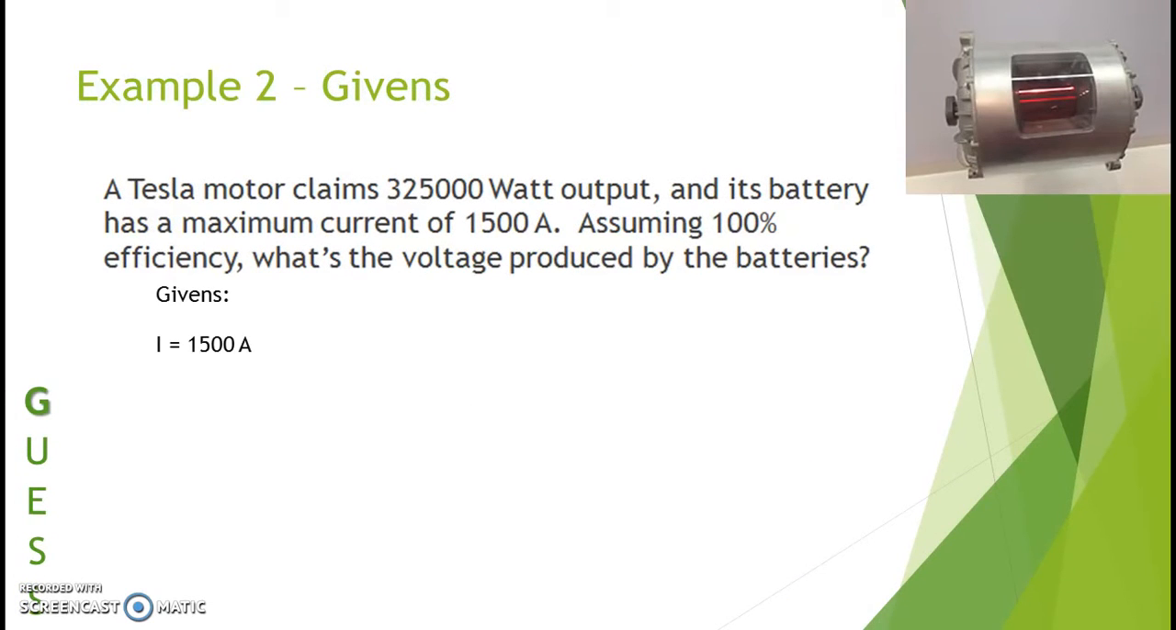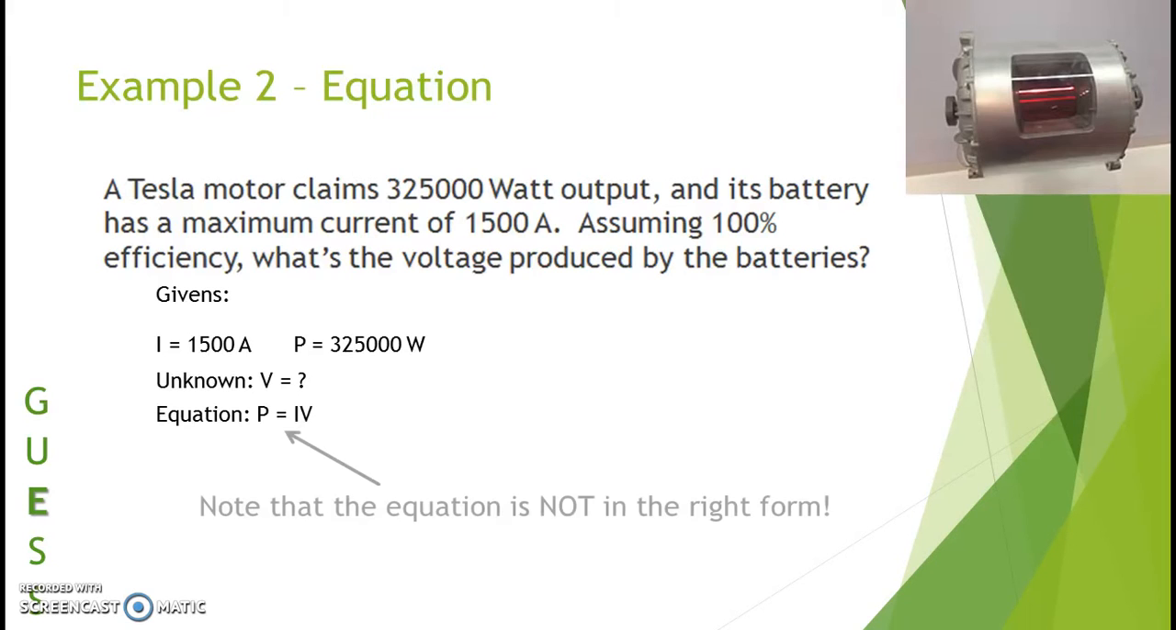Okay, so we can identify our givens, the G from GUESS, pretty easily. Given 1500 amps and 325,000 watts. Our unknown is the voltage. The equation P equals IV, and okay, our equation is not in the right form, right? So V is not on the left-hand side and isolated, so we won't be able to simply substitute into this equation.